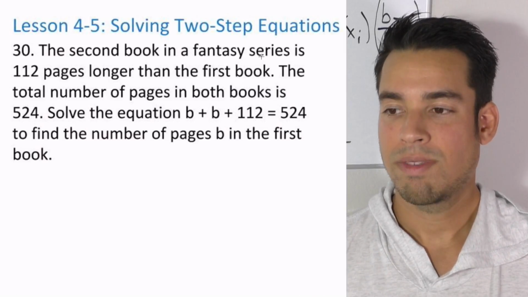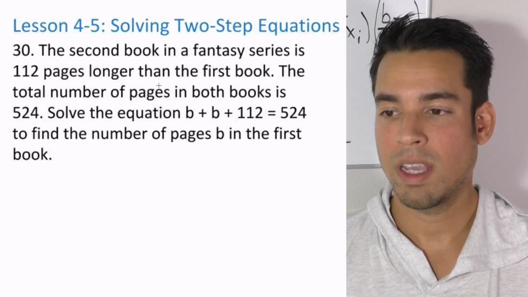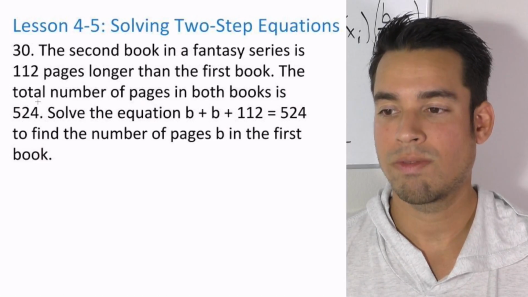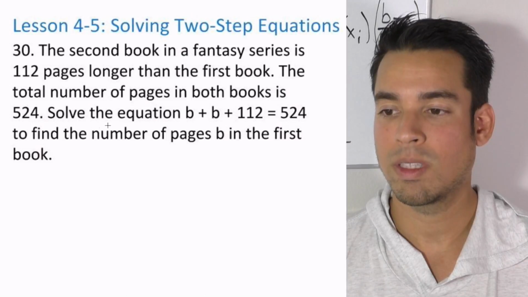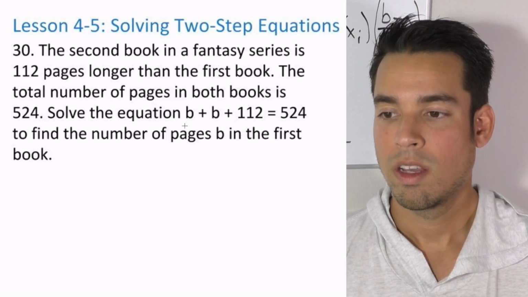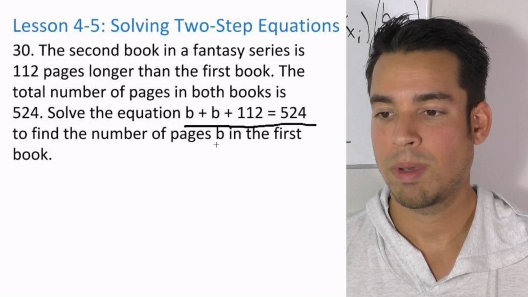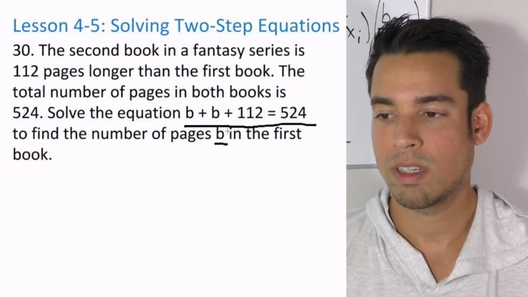Let's move on to number 30, a word problem. The second book in a fantasy series is 112 pages longer than the first book. The total number of pages in both books is 524. Now they give you all this info, but they actually give you the equation. Solve this equation right here to find the number of pages in the first book, which is represented by B.